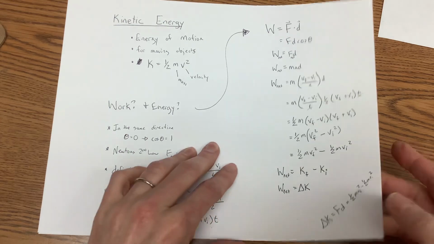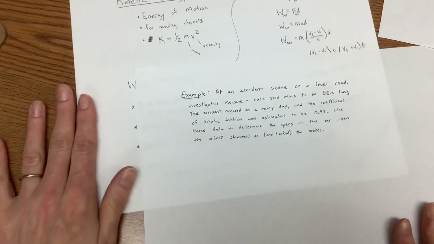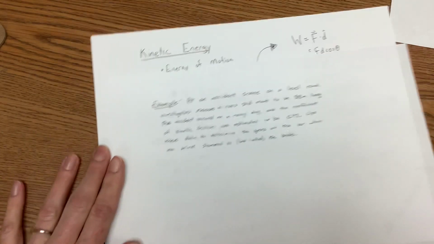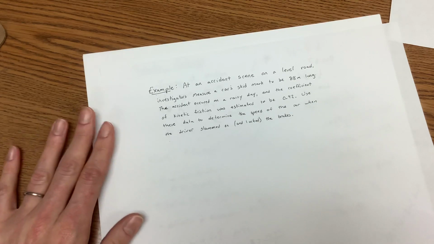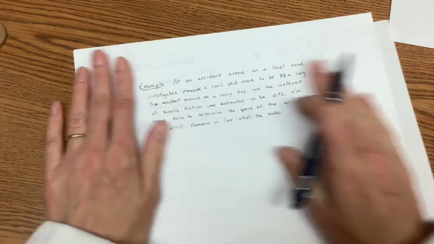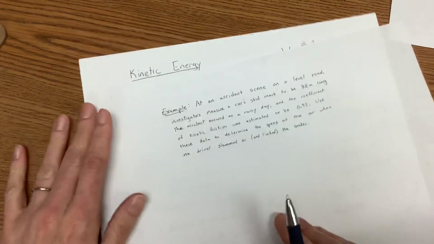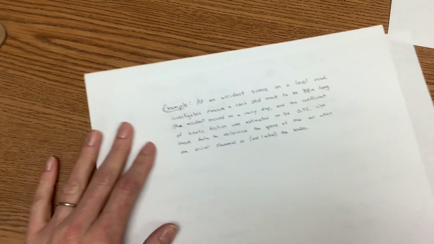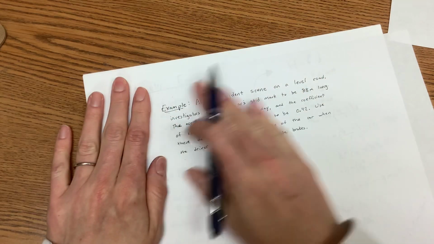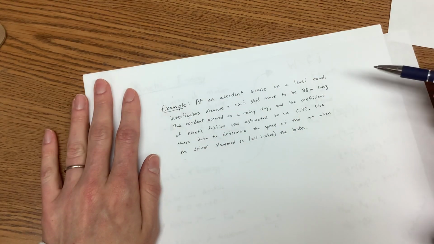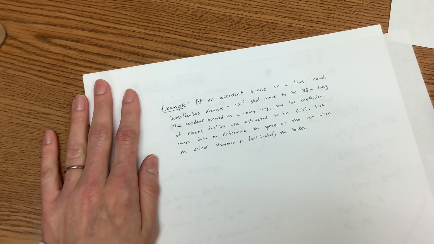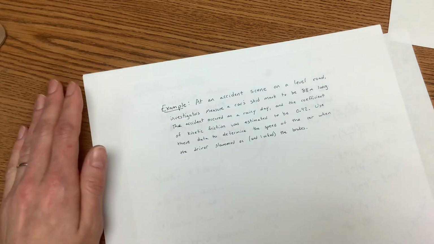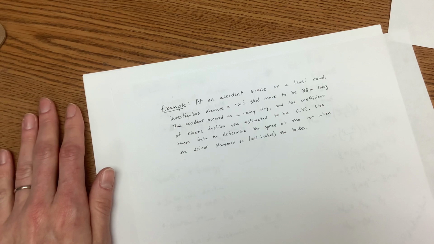We're going to do an example, which I had somewhere over here. There it is. Okay. So here's my example, and you might recognize this question. It's similar to one that was on a checkpoint at some point previously, and you had to do it the hard way, where you had to think about all this over here. And you were probably wondering, I don't have the maths, and now we'll see why. Okay. So at an accident scene on a level road, investigators measure a car's skid mark to be 88 meters long. The accident occurred on a rainy day, and the coefficient of kinetic friction was estimated to be 0.42. Use these data to determine the speed of the car when the driver slammed and locked the brakes.